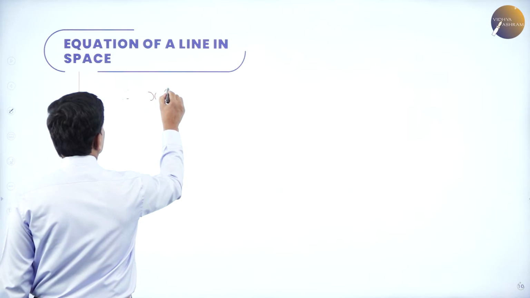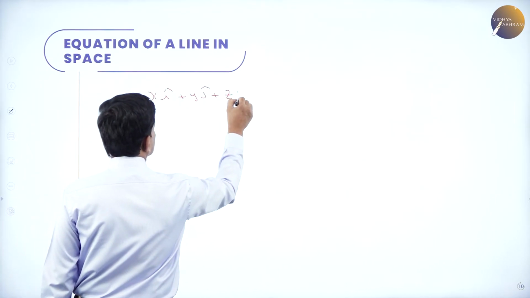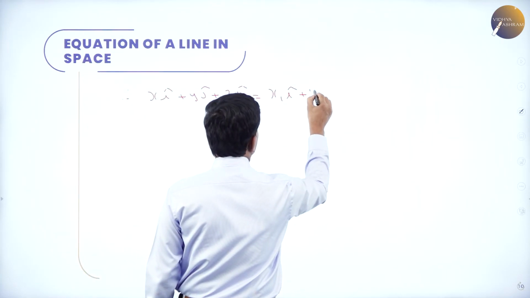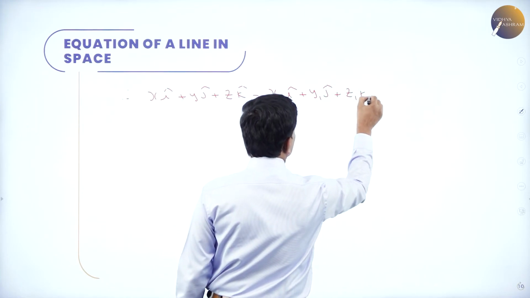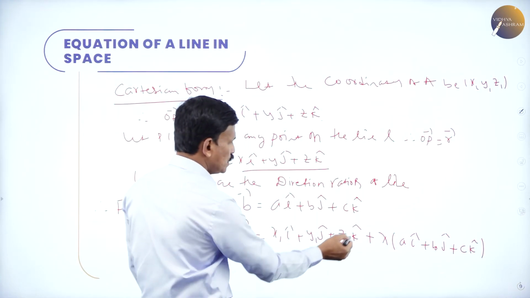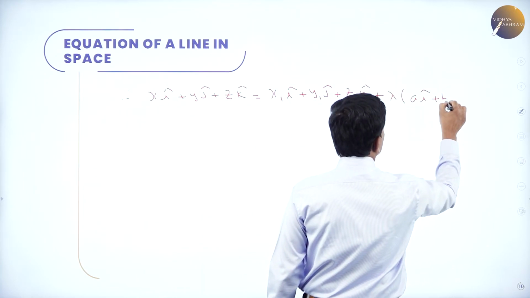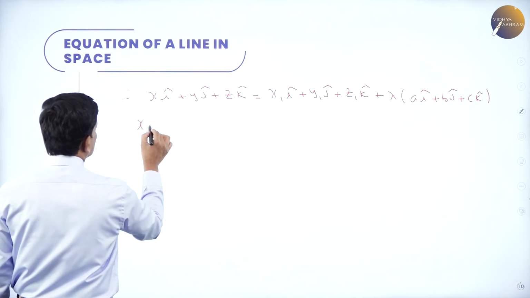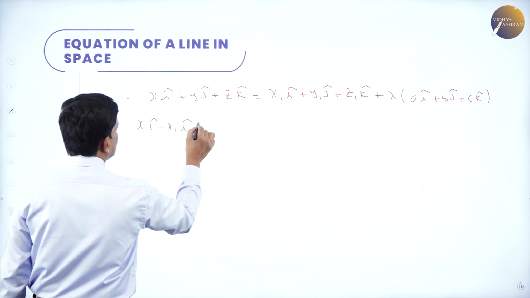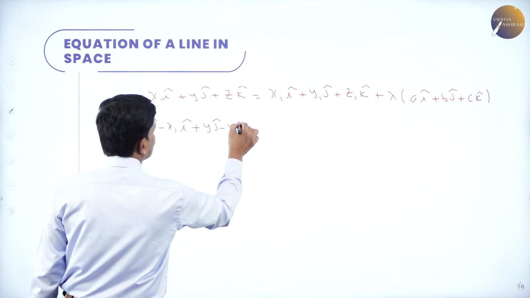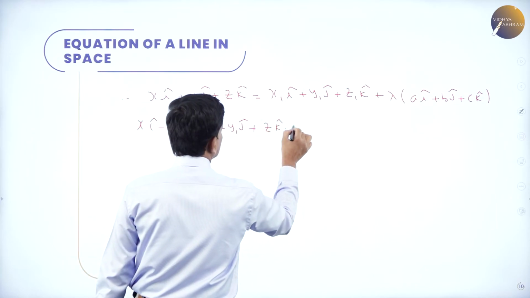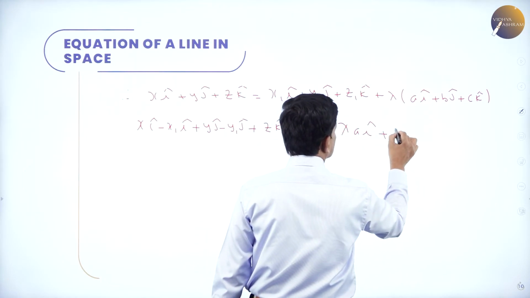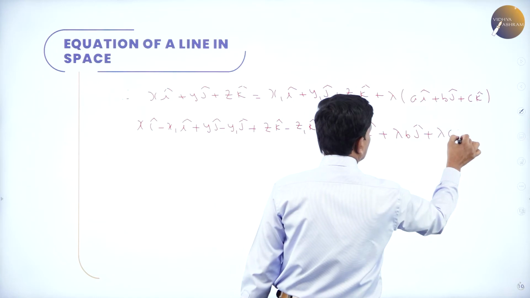Therefore, xi plus yj plus zk vector is equal to x1i plus y1j plus z1k plus lambda into ai plus bj plus ck. Now, just transfer this. This can be written as xi minus x1i plus yj minus y1j plus zk minus z1k is equal to lambda ai plus lambda into bj plus lambda into ck.